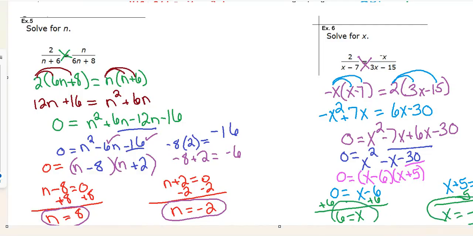Again, if you plugged either one of these answers into this original equation, you're going to end up balancing it out. Either one would work.